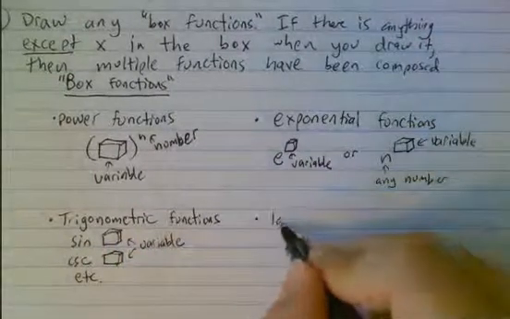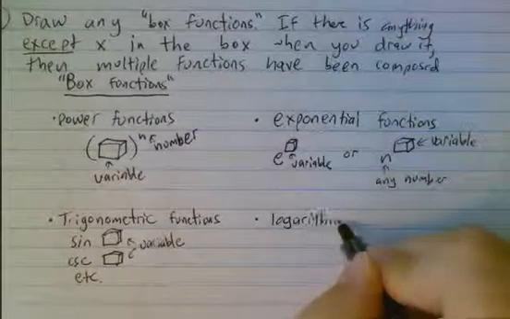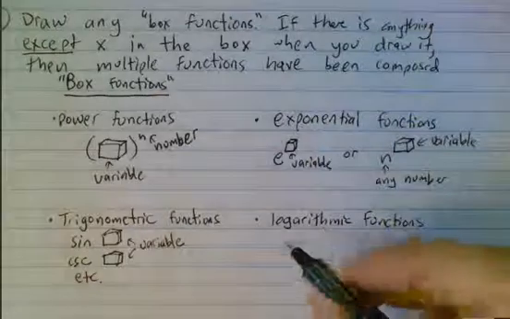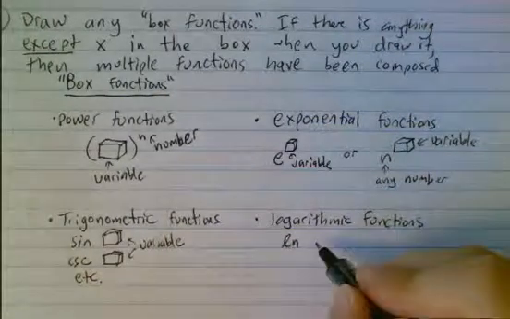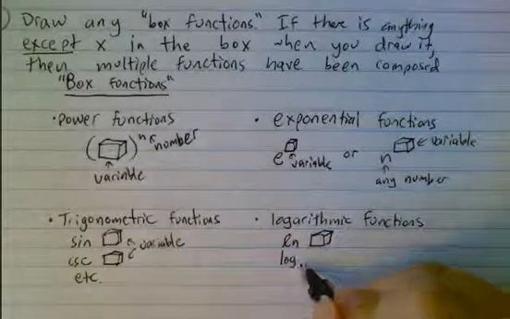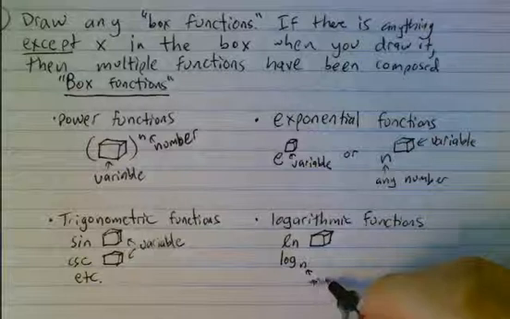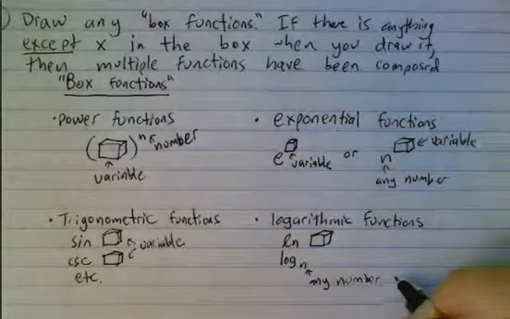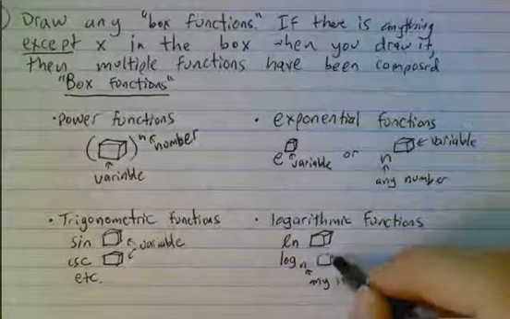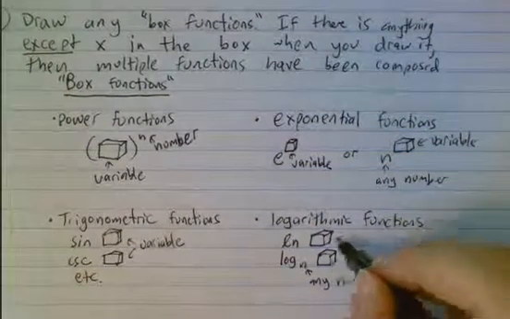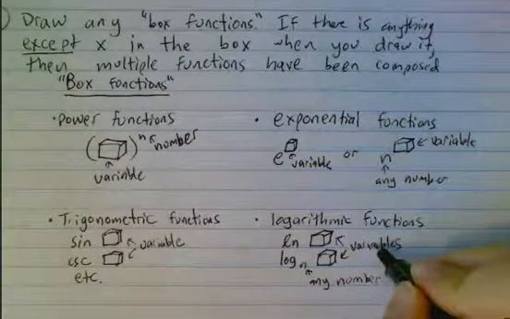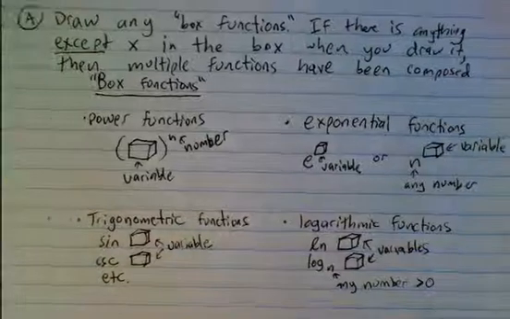And then the final box function is logarithmic. So the most common is ln, but really it can be log any number. Well, the base has to be greater than 0 in order for the logarithmic function to be possible at all, but any number that's there to begin with will be fine. And again, the variables are in the boxes. That's going to be the first step.